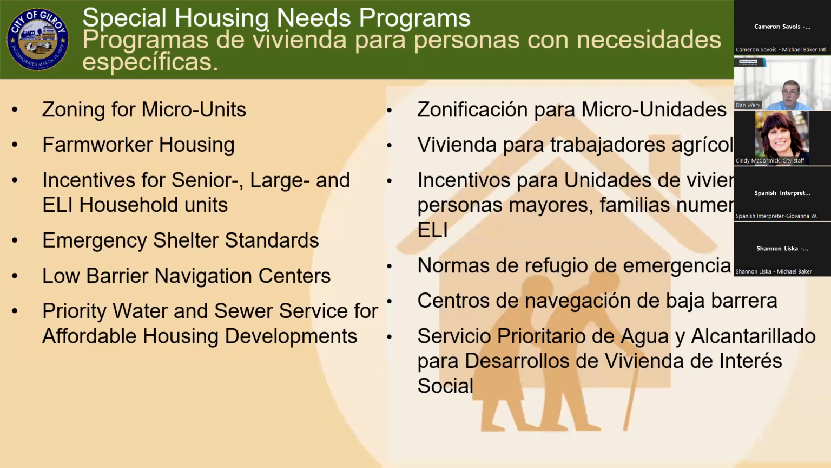And then there are some that are required by new state law and legislation. These are past requirements, but they continually update. So there are some new requirements that we need to amend the code to reflect, and that affects emergency shelters, low barrier navigation centers, and then a fairly new one is also providing priority water and sewer service for affordable housing projects. So we work with the service providers to make sure that in any new development, in a pinch, affordable housing would get priority.